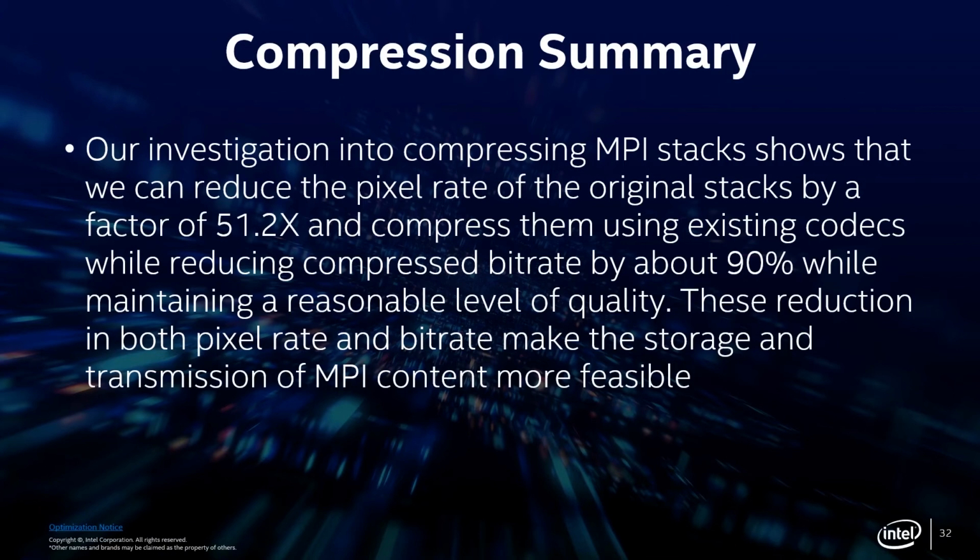So to summarize our investigation here into compressing MPI stacks, we've shown that we can reduce the pixel rate of the original stacks by a factor of over 50 and compress them using existing codecs while reducing the compressed bit rate by about 90% while retaining a reasonable level of quality. Now these reductions in pixel rate and bit rate make the storage and transmission of MPI content much more feasible to support on real-world existing systems today.